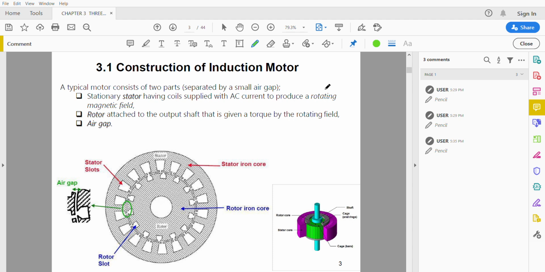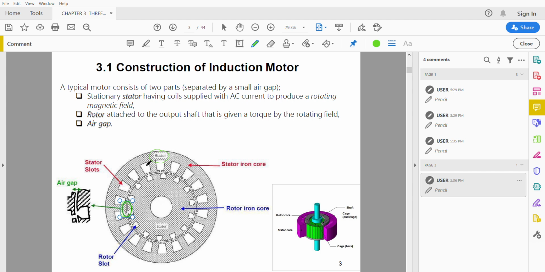We will go one by one. So 3.1, I will talk about the construction of the induction motor. A typical motor consists of two main parts separated by a small air gap. Here, the small air gap is between the stator and the rotor. This is the stator. The stator is known as the stationary part, while the rotor is known as the rotating part.